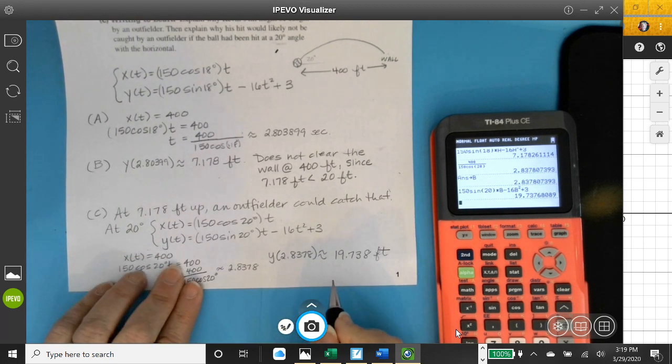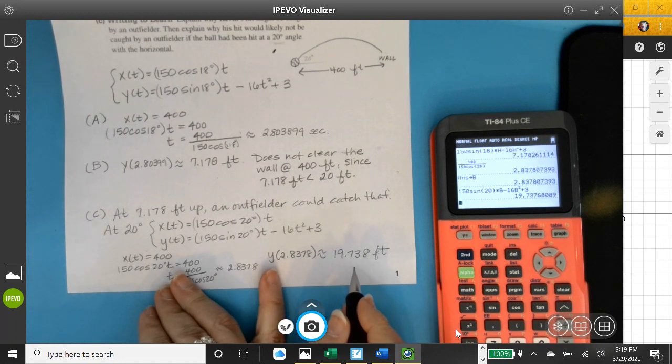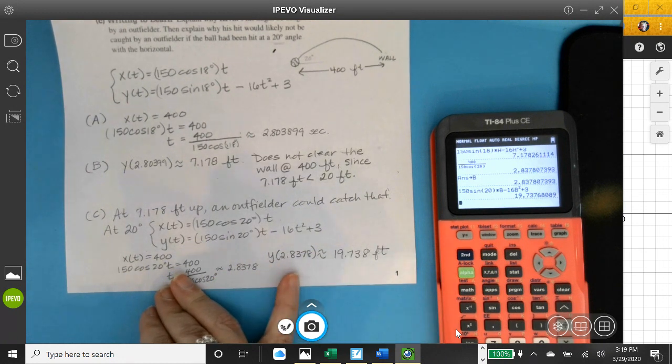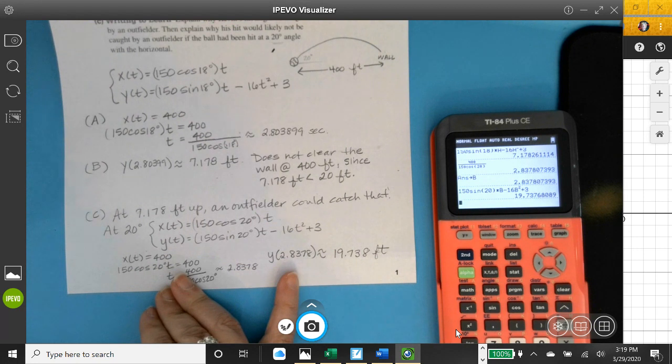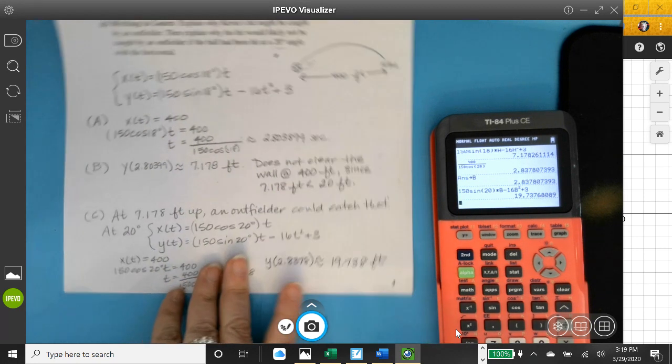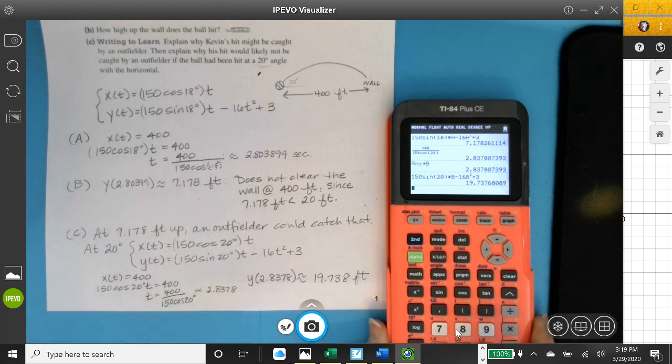Now, Superman might be able to catch that ball, but I don't think a regularly sized human could catch a ball at the almost 20-foot mark. But still, does it clear the wall? The answer is no, it doesn't clear the wall. All right, so now I've done this problem all algebraically.